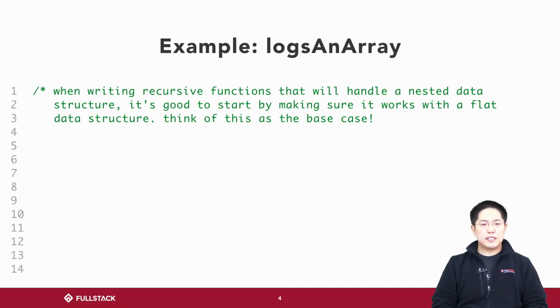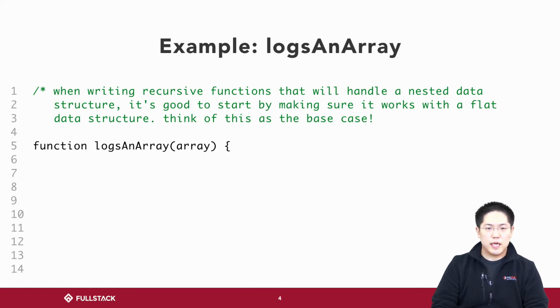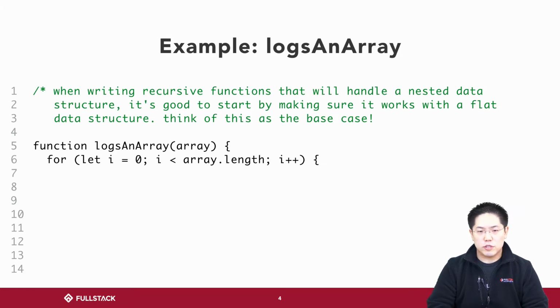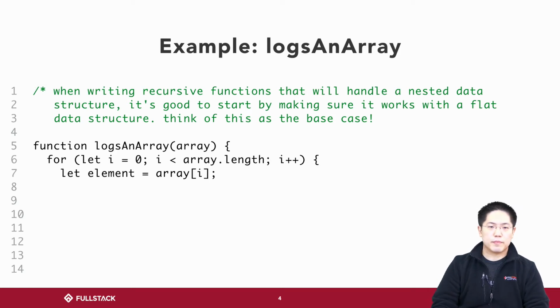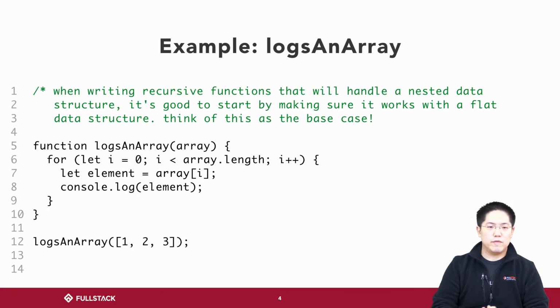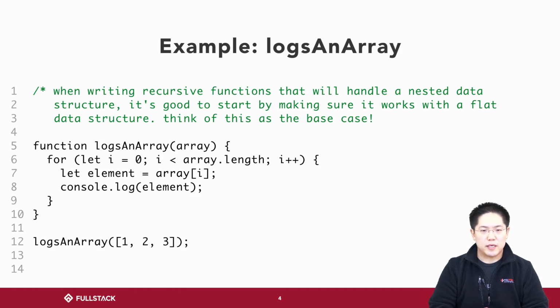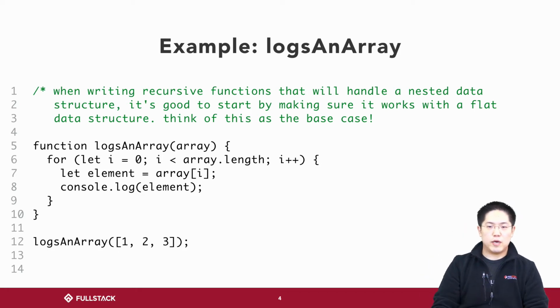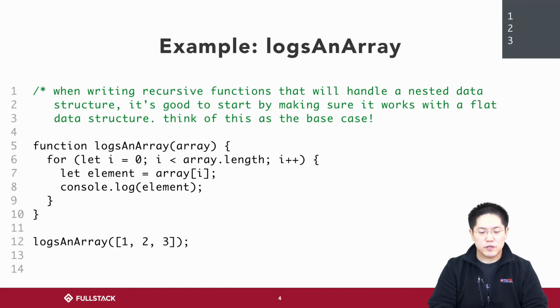So for example, let's say we want to log an array like that, right? So we have a nested data structure of arrays, and let's start with making sure that we can log a flat data structure, right? So logsAnArray takes an array, uses a for loop to go through that array, sets the element to the array at index i, and then console logs that out, right? So if I log an array of 1, 2, 3, I should expect just 1, 2, 3, one after the other, right? Like so.